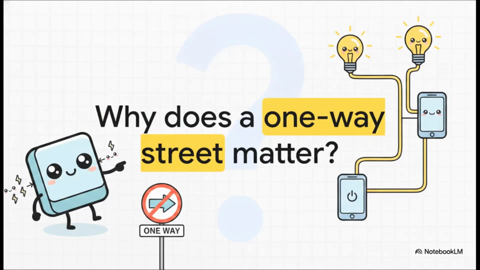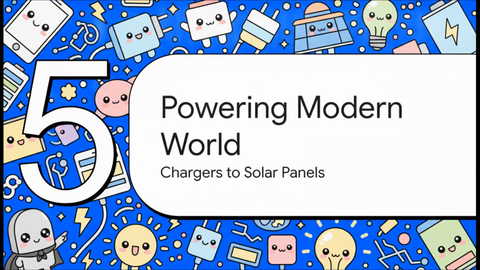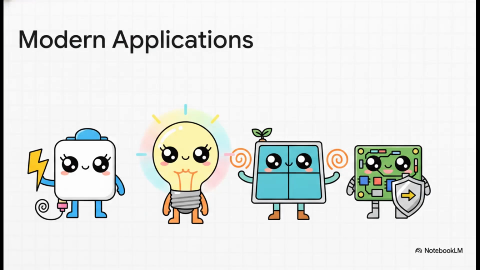Which of course brings us to the ultimate question. We've just seen exactly how to build this tiny, completely silent one-way gate. But why does a one-way street for electricity actually matter so much to you and me? Like, what's the big deal? That takes us to Section 5, Powering the Modern World, from chargers to solar panels. Let's see exactly what this tiny little gatekeeper unlocks for us. Let's move on and see how this builds our modern reality.